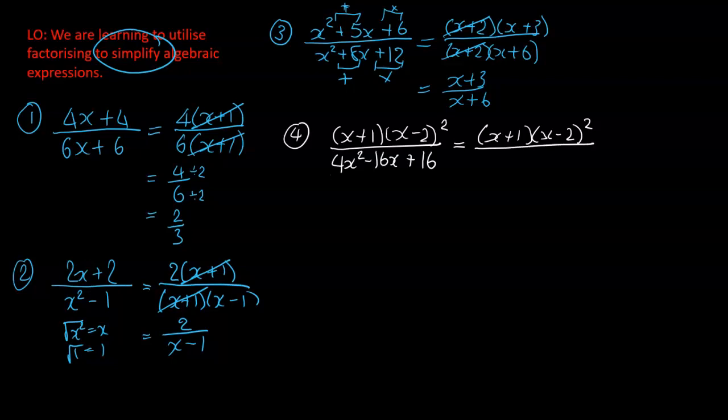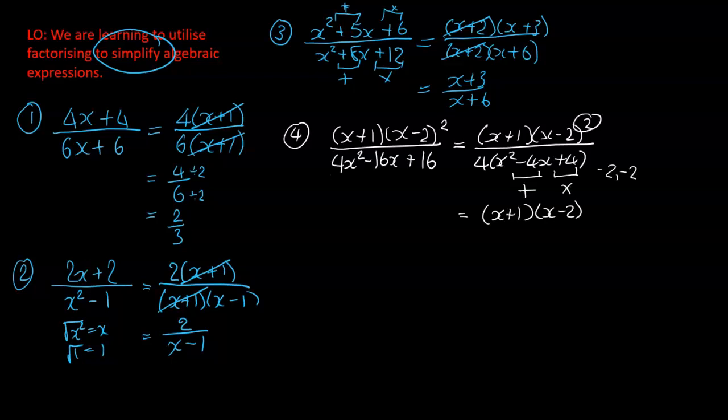And on the bottom line, I'm going to take out the 4, and then I'm going to do x squared minus 4x plus 4. I'm now going to focus on the x squared sitting within the brackets here. So I need to think, well, what two numbers add to negative 4 and multiply to positive 4? And I'm thinking negative 2 and negative 2. So that's going to be my double brackets. So we're going to have x plus 1, x minus 2.